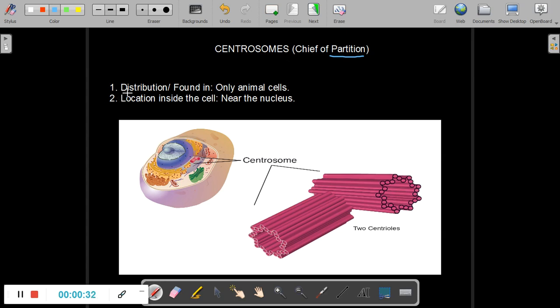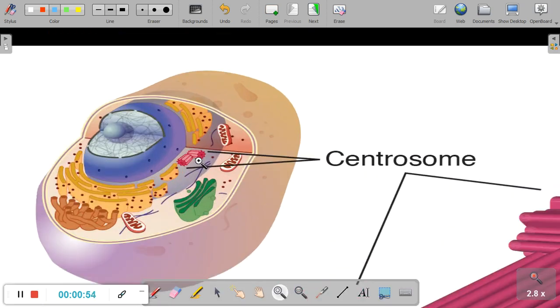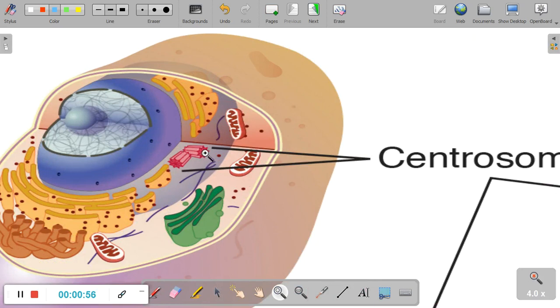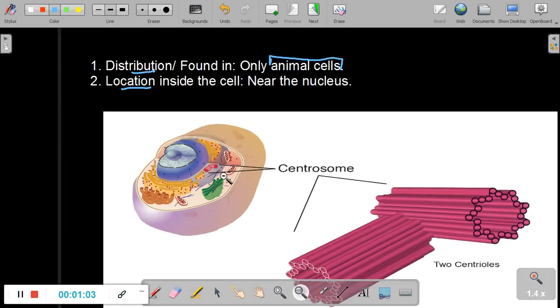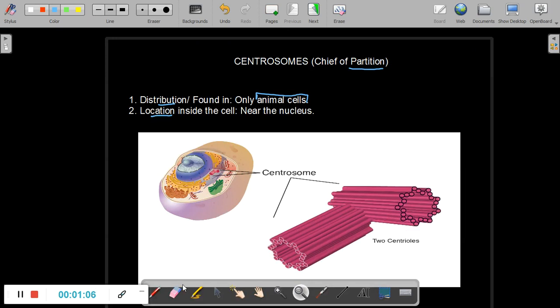But first of all, let us try to understand what kind of cells have them, or the distribution of centrosomes. Centrosomes are found only in animal cells. These organelles are found only in the animal cells. And where are they located inside the cell? They are found near the nucleus. So they are found here. Let me magnify it just a teeny weeny bit and see here. These are the centrosomes. They are found very close to the nucleus. Now let's demagnify and go back a little and also see centrosomes.